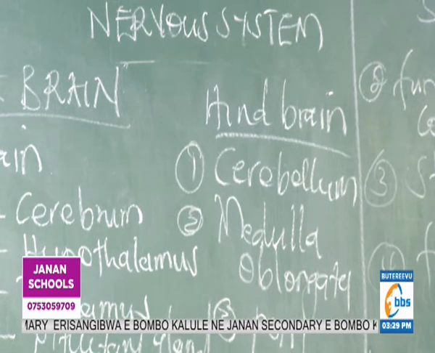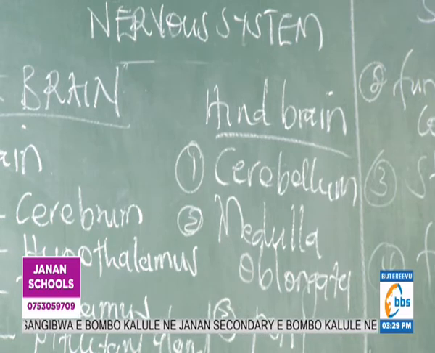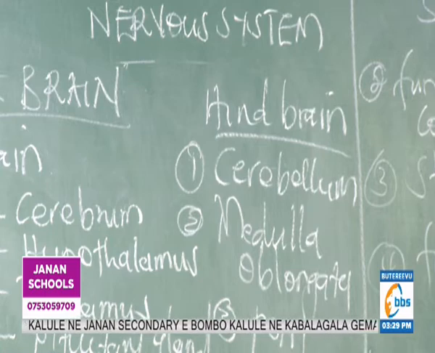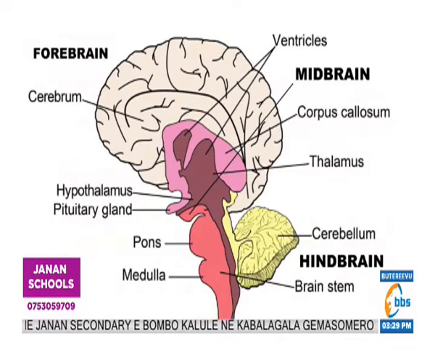The cerebrum is in the forebrain. The cerebellum is in the hind brain. There are no major parts in the midbrain. However, we shall look at it. And so we are going to look at how each of these parts of the brain are very important in determining our nature, in controlling the body activities, and in bringing about our different traits and personalities as individuals.